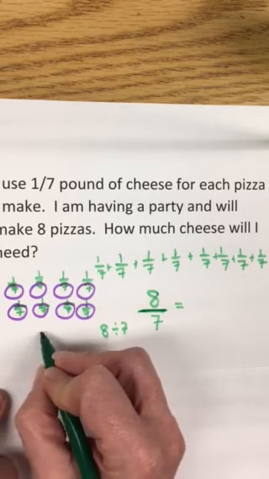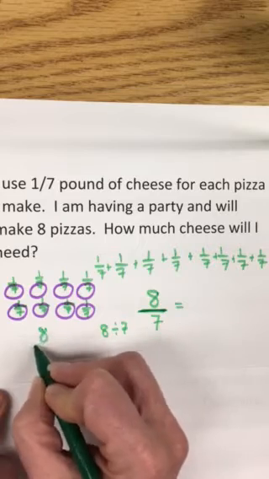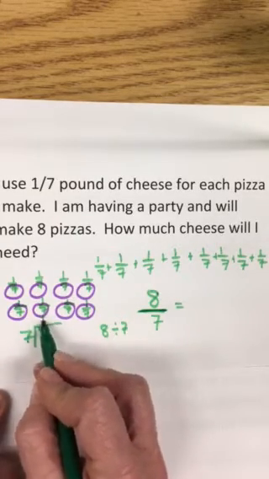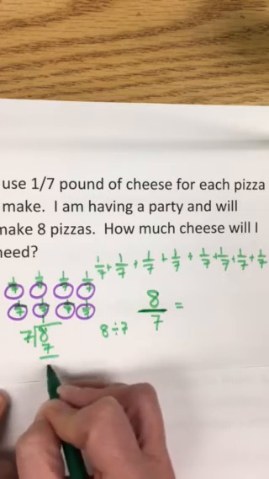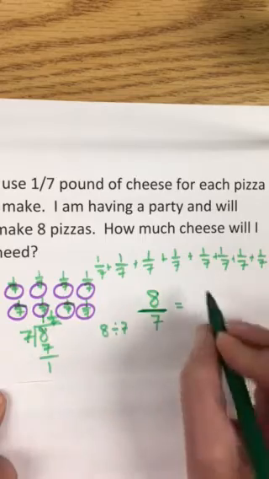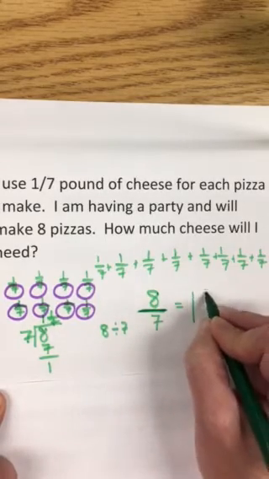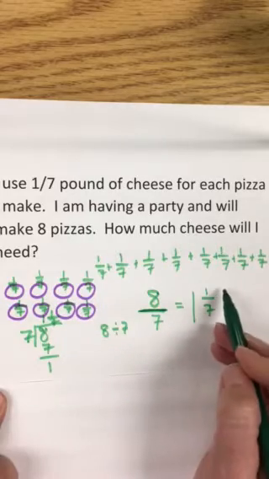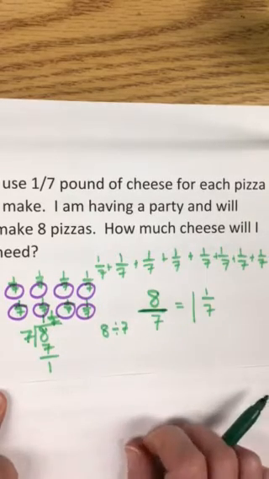Or let me show it this way, because you guys seem to like this. 8 divided by 7. Now that you know long division, 7 goes in 8 one time. What's left over? Well, 1 out of 7 remains. So 1 and 1/7 is what we would get when we converted that to a mixed number.